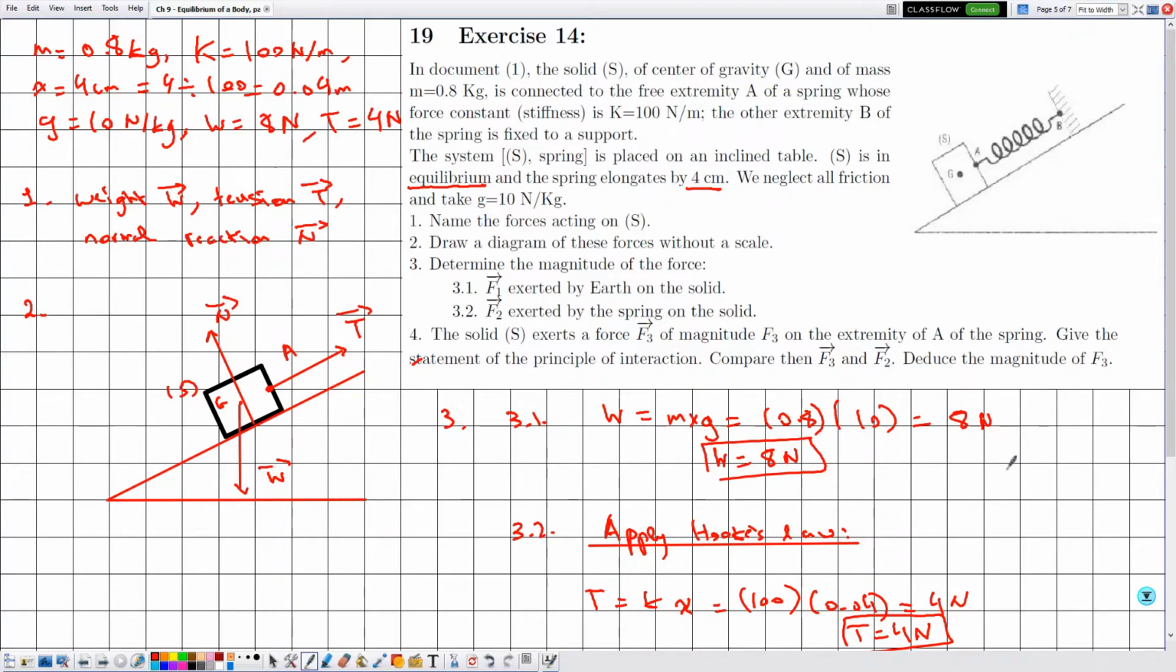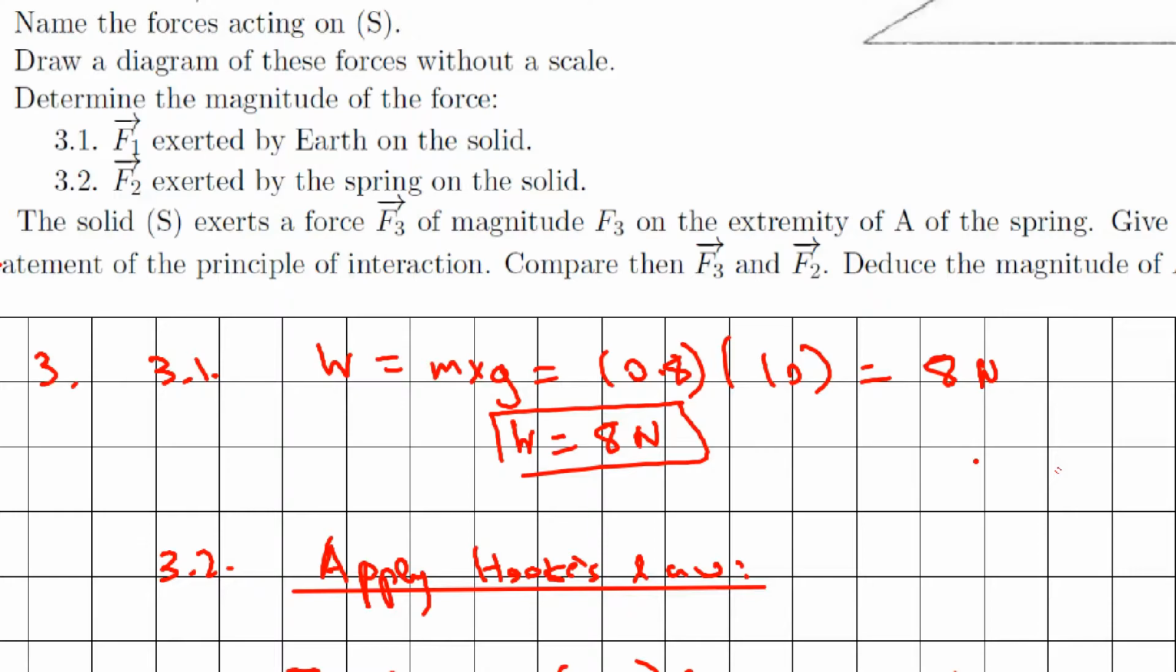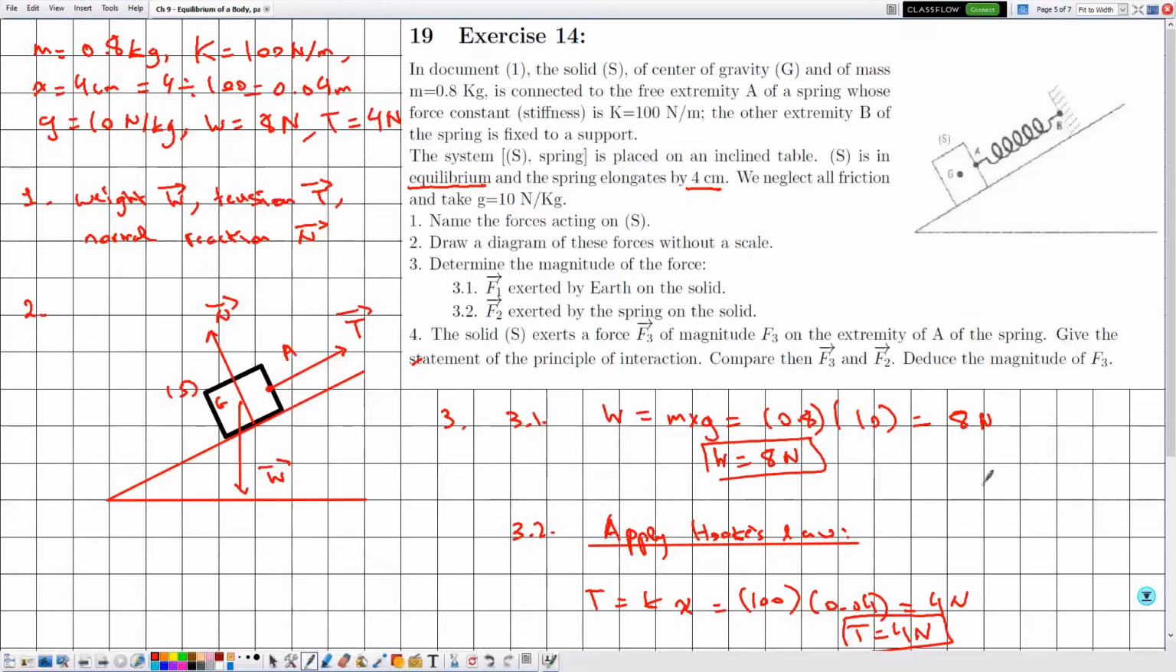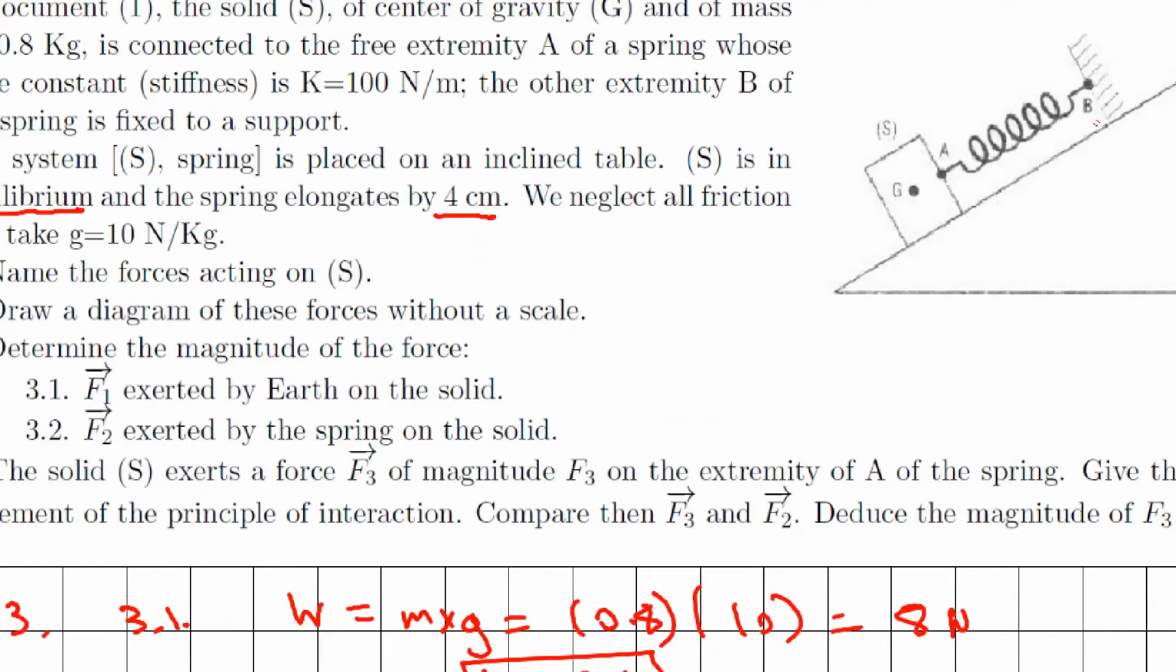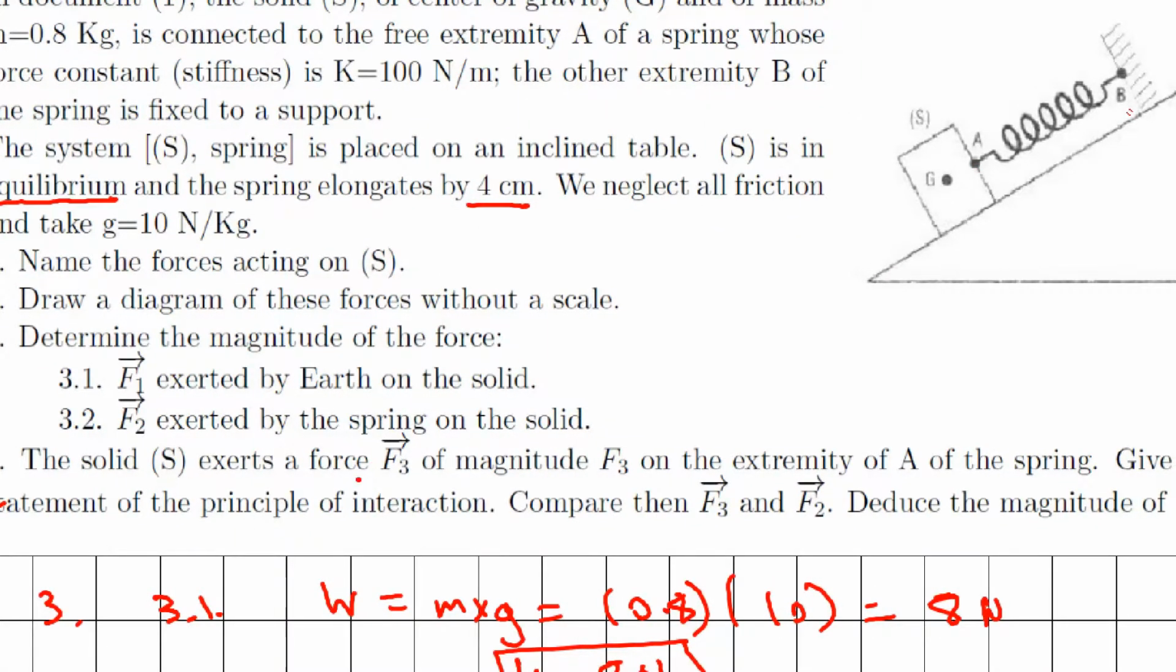So let's read this statement carefully. They are telling us the solid S exerts a force F3 of magnitude F3 on the extremity of A of the spring. So let me refer to the following diagram because we have the spring and we have the solid. It is the force F3 exerted by the solid on the spring. So it must be like this. This is the force F3, which is the force exerted by the solid on the spring.